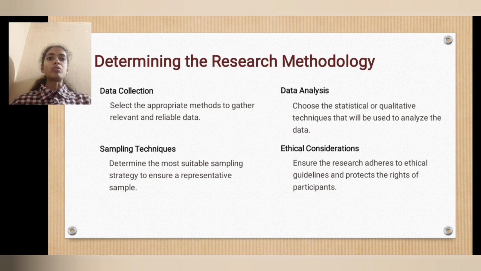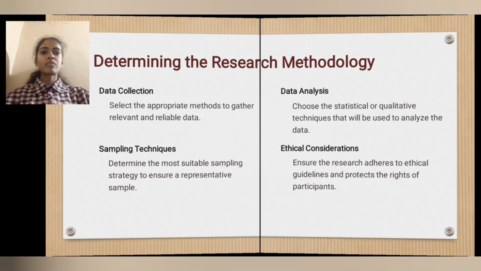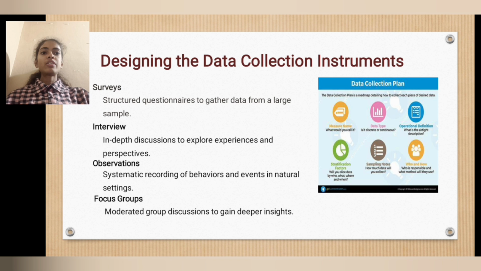Getting ethical approval. Submit your research proposal to an institutional review board, IRB, or ethical committee. Ensure your study design adheres to ethical guidelines and principles. Next step is designing the data collection instruments. These include surveys, interviews, observations, and focus groups.